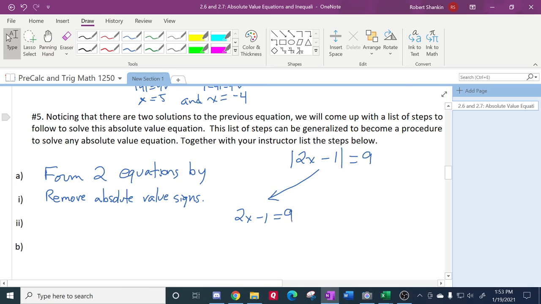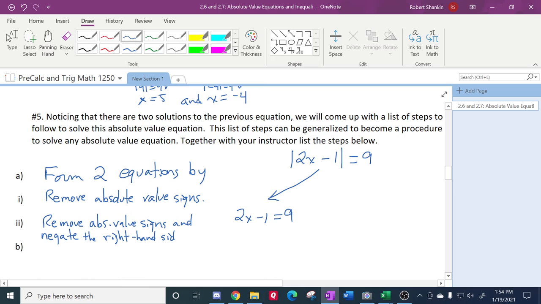All right, let's go into part 2. Remove absolute value signs and negate the right-hand side. I'll use a shortcut in the future, RHS for right-hand side. Now this is going to be this one. We're going to remove the absolute value signs, and then we're going to write what was on the right, but we're also going to negate it.